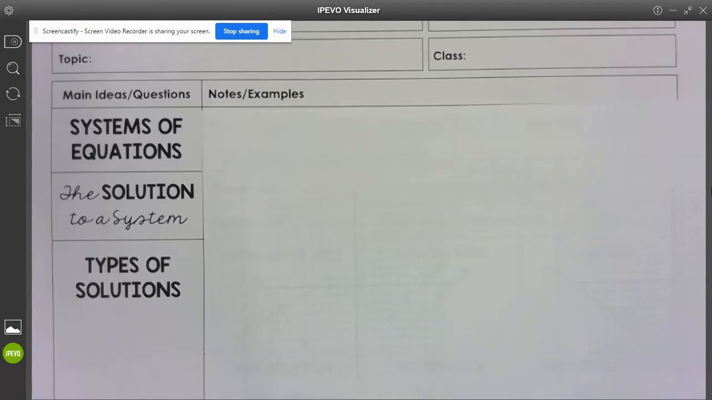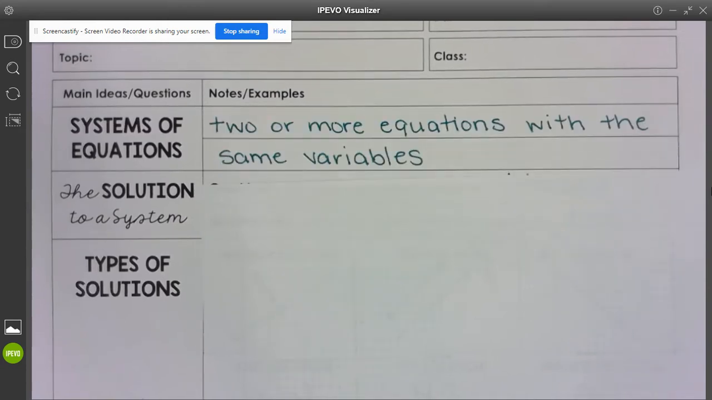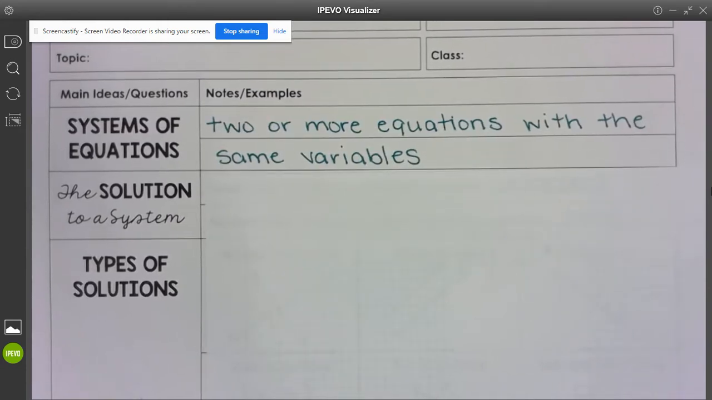All right, so this lesson is solving systems of equations by graphing, and we're going to go through these notes together, and then you will have some practice to do on your own afterwards. So we're going to start by talking about what systems of equations are. And a system of equations is two or more equations that have the same variables.